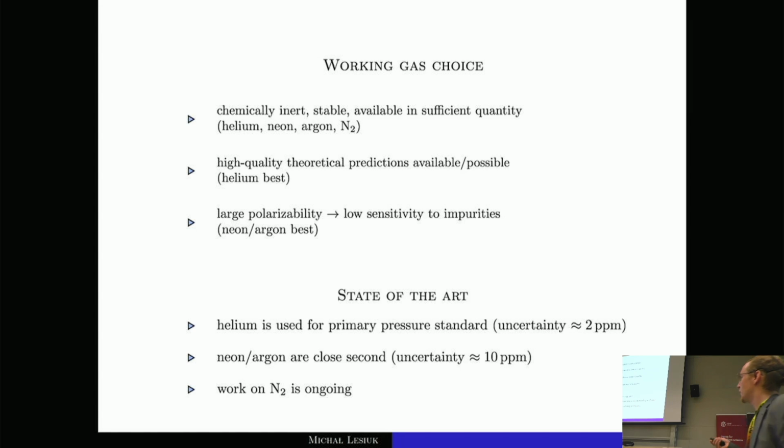So what's the state of the art now for both these techniques? You use helium as a primary pressure standard, and the uncertainty you can get is about 2 parts per million in the pressure measurement. Devices based on argon and neon are close seconds, with uncertainty several times larger, and work on N2 is ongoing. I will circle back to that at the end of my presentation.